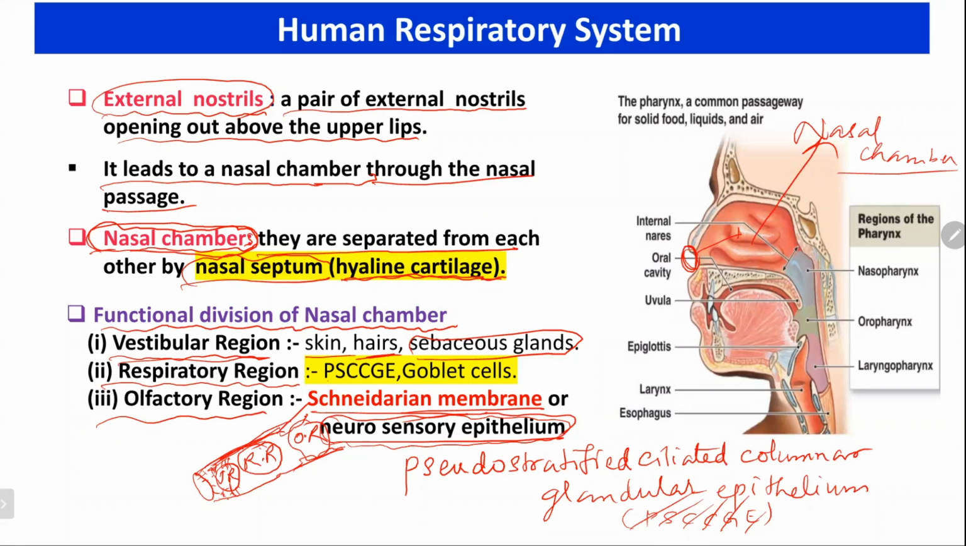So with this, we have finished the nasal chamber. So far we have seen only two components of the human respiratory system: one is the external nostrils, and the second is the nasal chambers, which we have finished, dear students.